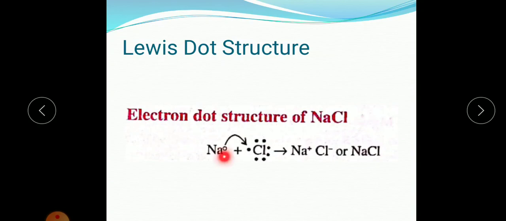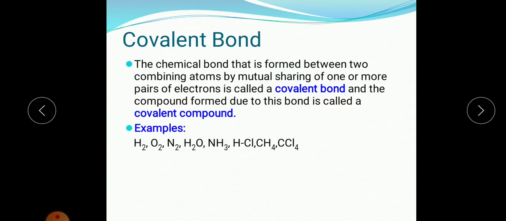So over here, this one sodium electron will transfer to the chlorine atom, so it will form a sodium ion and a chloride ion. Because of these opposite charges, they will attract each other and form sodium chloride. This is how the sodium chloride compound is formed, and this is how all the electrovalent compounds are formed.